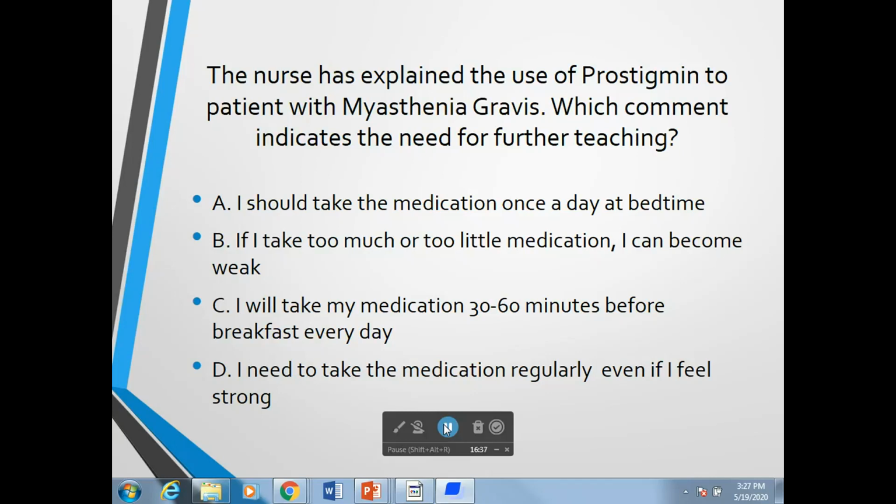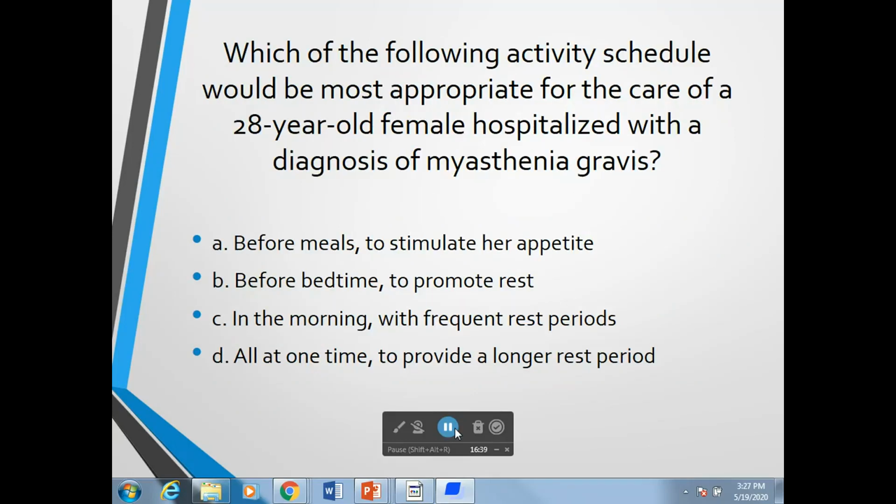Next question. Which of the following activity schedules would be most appropriate for the care of a 28-year-old female hospitalized with a diagnosis of myasthenia gravis? A, before meals to stimulate her appetite. B, before bedtime to prevent rest. C, in the morning with frequent rest periods. Or D, all at one time to provide a longer rest period.